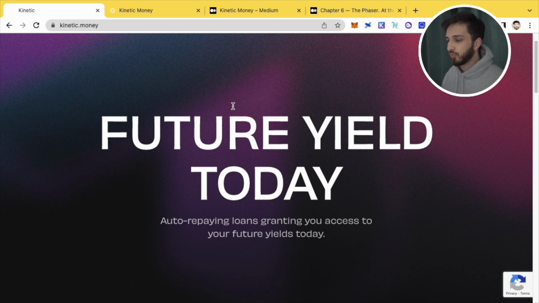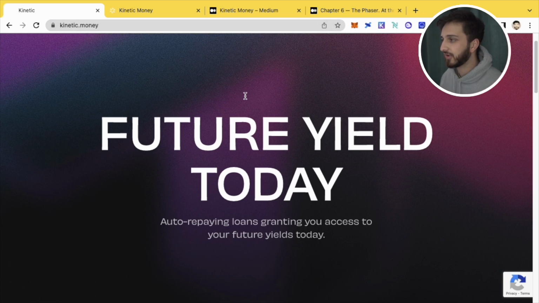Now, Kinetic Money, what actually is it? Well, it uses a model based on an Ethereum application called Alchemix. If you haven't heard of Alchemix, it's essentially a protocol that allows you to get a loan which auto-repays itself, and that's what's going on over here. Future yield today, auto-repaying loans granting you access to your future yields today, and we'll talk about how this all works very shortly.